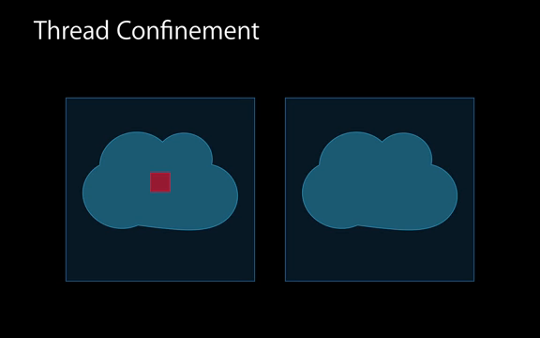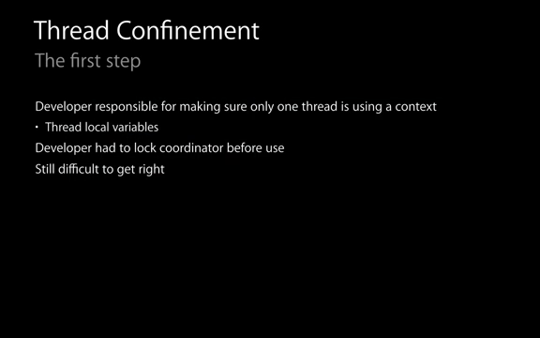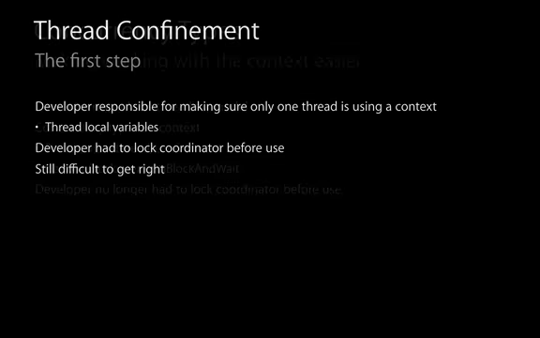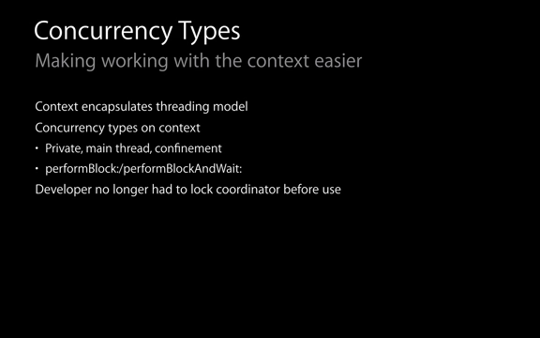This was kind of awkward. It was still a little bit difficult to get right. I mean, it involved making sure that you didn't accidentally message a thread or a context from another thread or fire a fault on another thread. So we wanted to make working with the context easier. And about this time, another group at Apple was inventing a really cool technology, or a technology we at least thought was really cool. You're probably familiar with it, called GCD, or libdispatch if you're working at the C layer. And we looked at this and we said, you guys are solving this huge problem that we have.